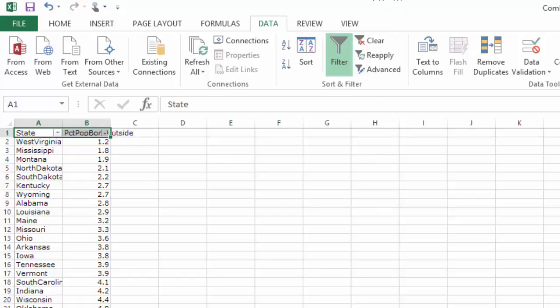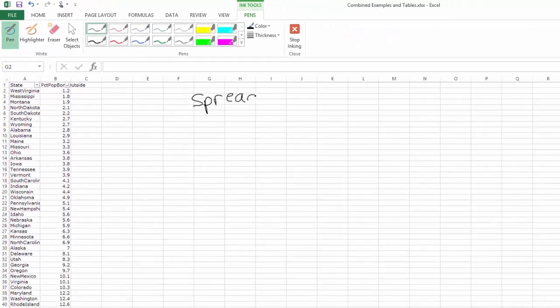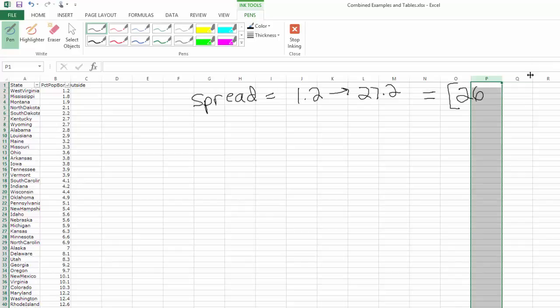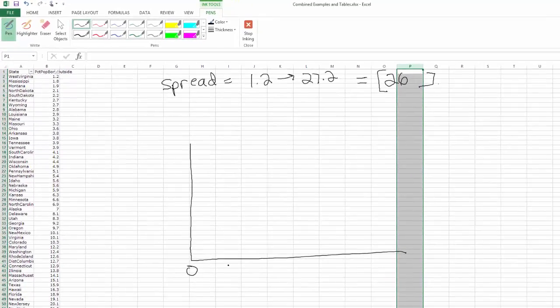Now I can see that the spread is going from 1.2 to 27.2. That probably helps you figure out that there's 26 things in between. A lot of times that helps me decide that I want to have bins, in this case, of 5. So I'm going to go from 0 to 5 to 10 to 15.